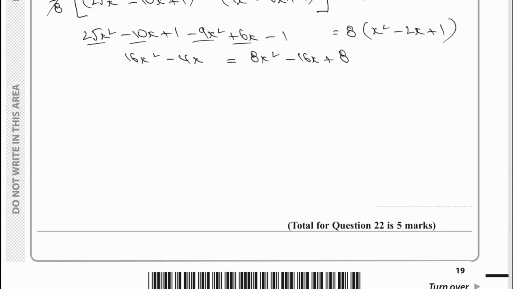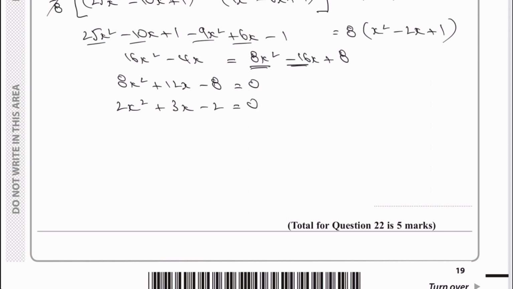Okay, so let's have a look at how we can do that. Well, if I bring the 8x squared over to the left hand side, and then I bring over the minus 16x, it becomes plus 16x, so I get 8x squared plus 12x minus 8 equals 0. Okay, and then if I divide through by 4, I get a much easier to deal with 2x squared plus 3x minus 2 equals 0.